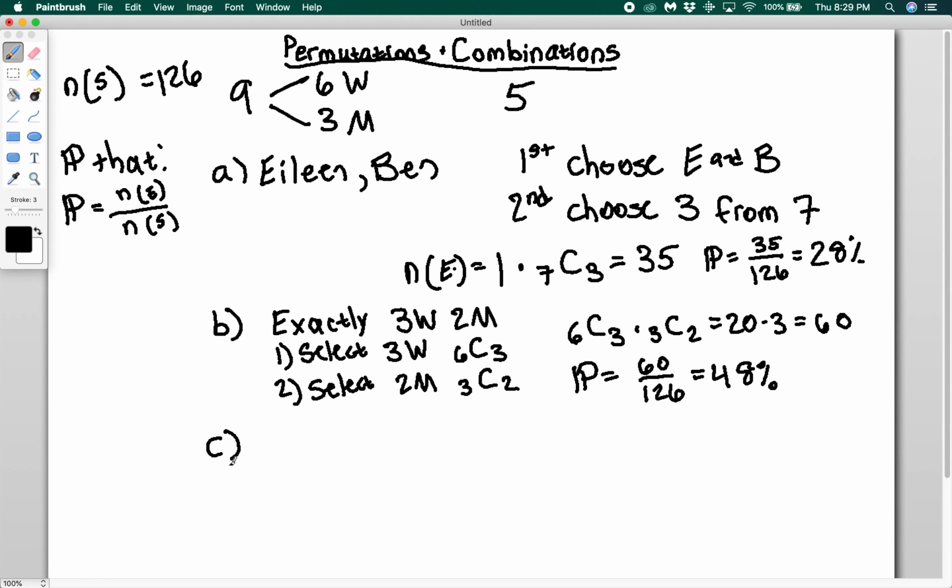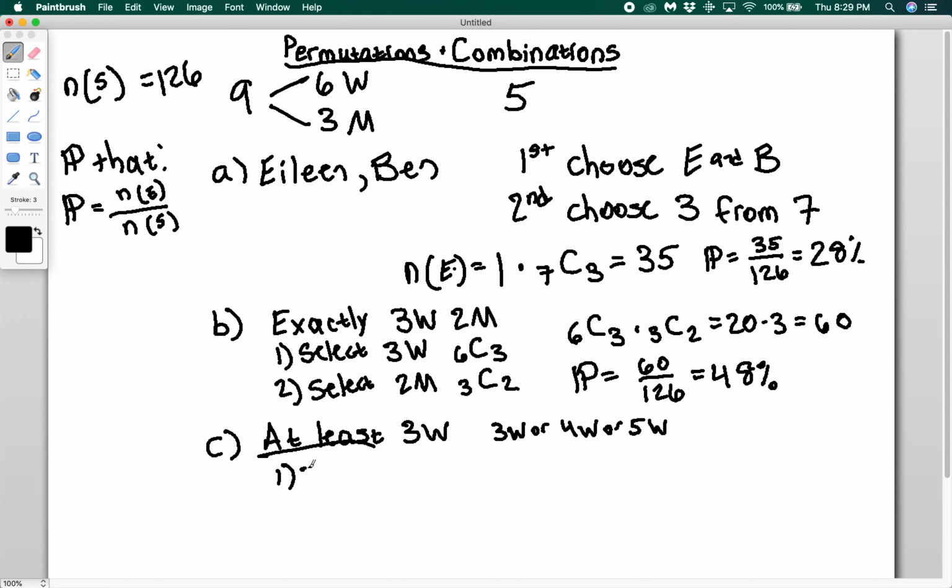So the last one we're going to do is, what's the probability we have a committee with at least 3 women? Now, when you see at least, this secretly is an or. This is saying the probability that you have 3 women, or you have 4 women, or you have 5 women. That's what at least means. So we're going to calculate each of those.